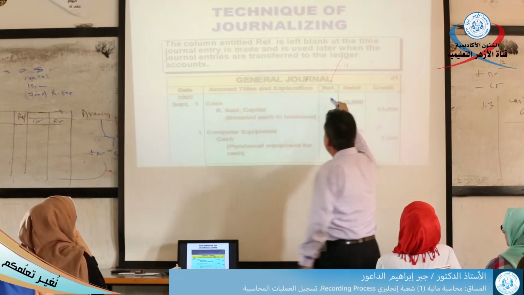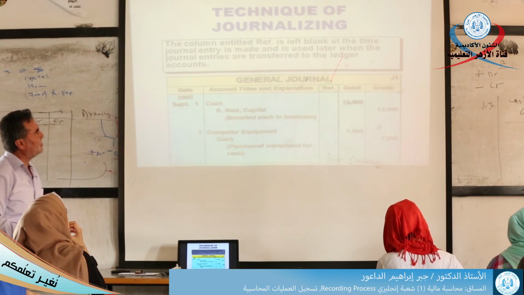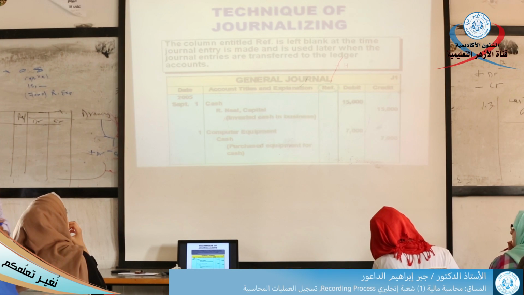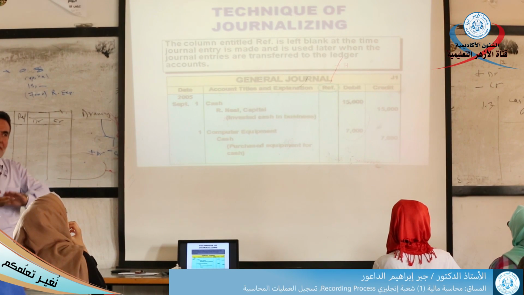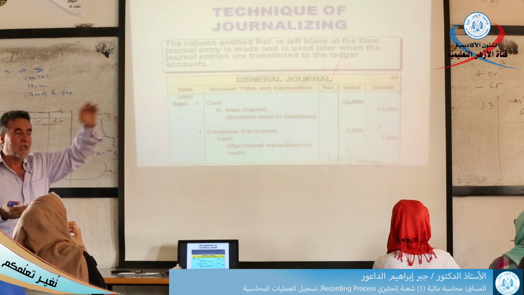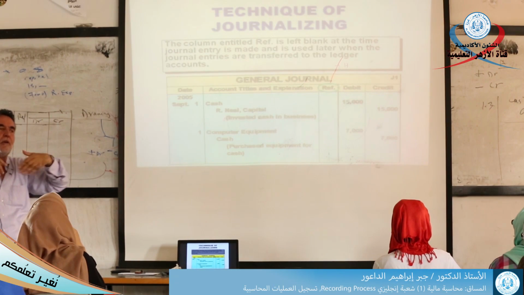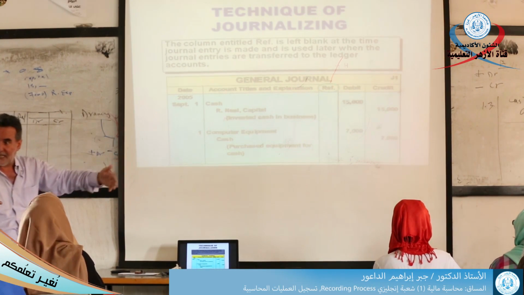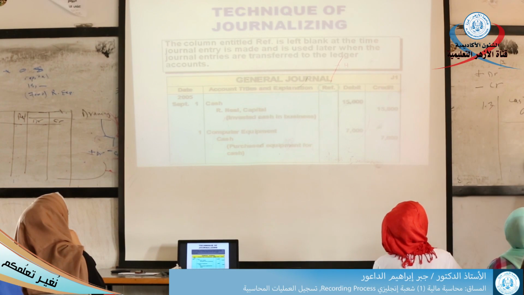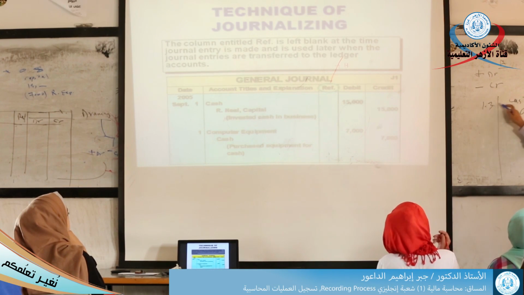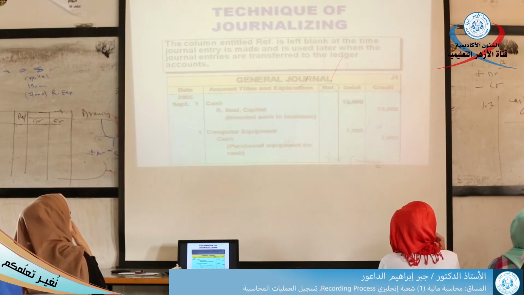Even the reference column: the column entitled reference is left blank at the time the journal entry is made and is used later when the journal entries are transferred to the ledger account. So we use it when we want to transfer from the journal to the ledger, the location and number in the ledger. We said we do without all this in practice to make solving easier, so we use this form directly, at the extreme left side which is debit and at the right side which is credit.